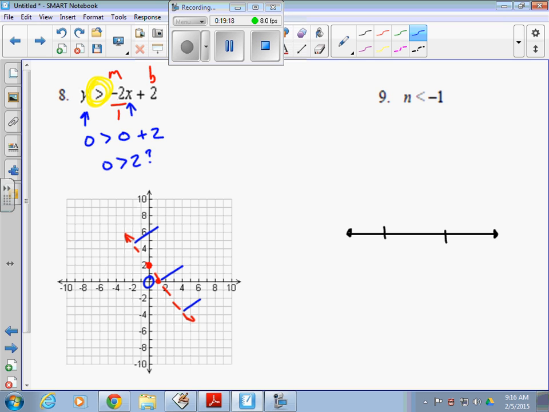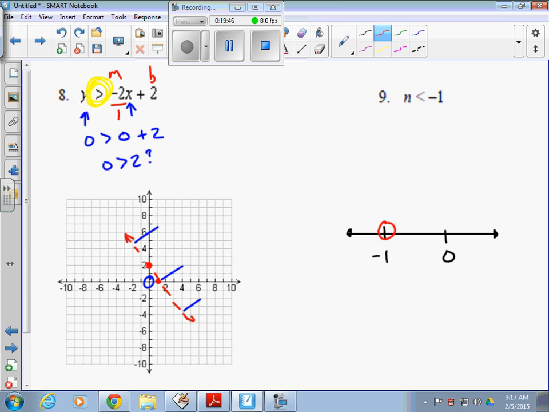And then number 9 says n is less than negative 1. It doesn't specify to do it on a number line or a plane. But since we don't know which one n is representing, x or y, we're just going to do it simply on the number line. N is less than negative 1. Show two numbers. Show 0 and show negative 1. Just show that it's on the left side. You know that's where negatives are. We're going to highlight that point, negative 1.